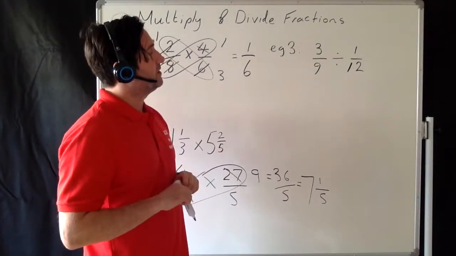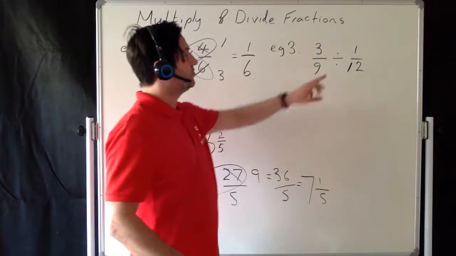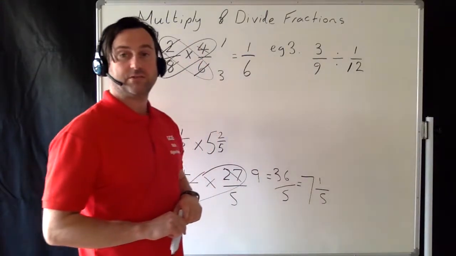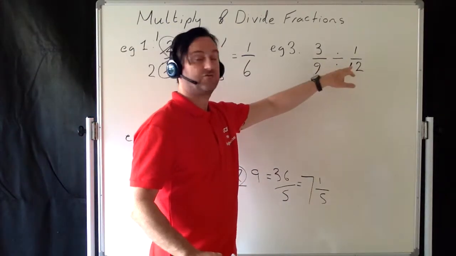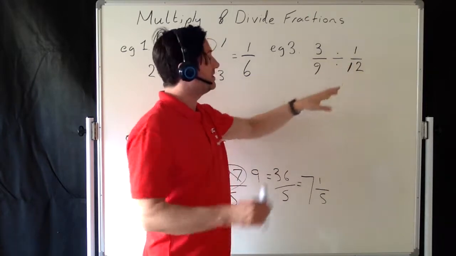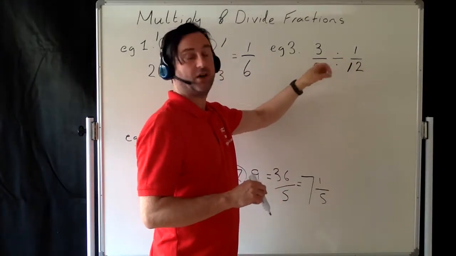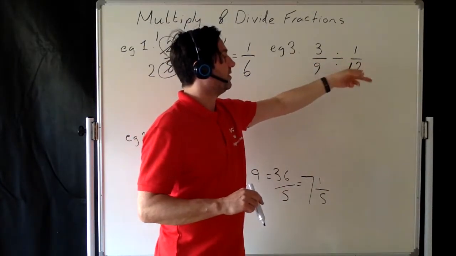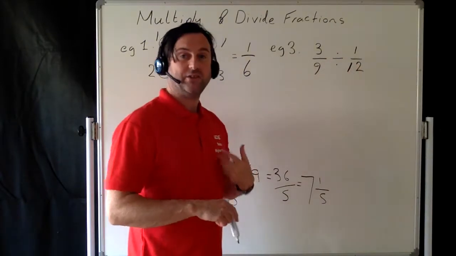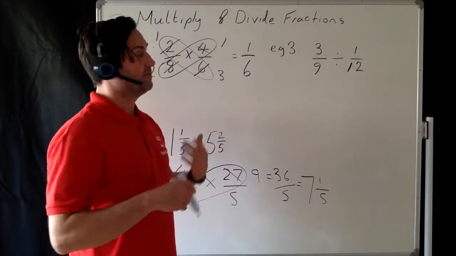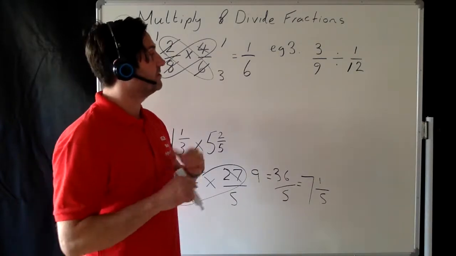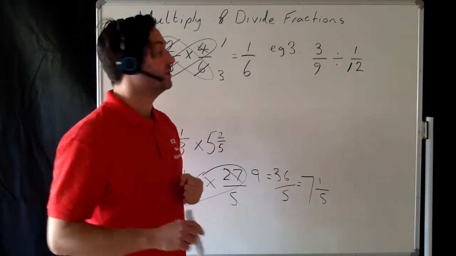With division, the best way to do it is to change the divide into a times and then invert the second fraction. What this does is basically we're doing the opposite, divide and multiply, and the opposite to 1 over 12, turn it upside down, creates the opposite to that, and the two opposites basically cancel each other out. So the question becomes the same question.